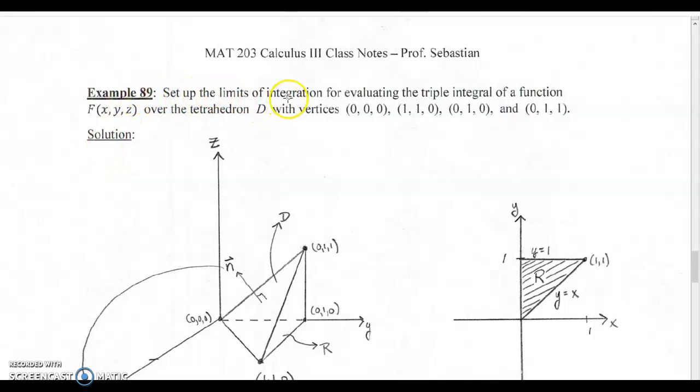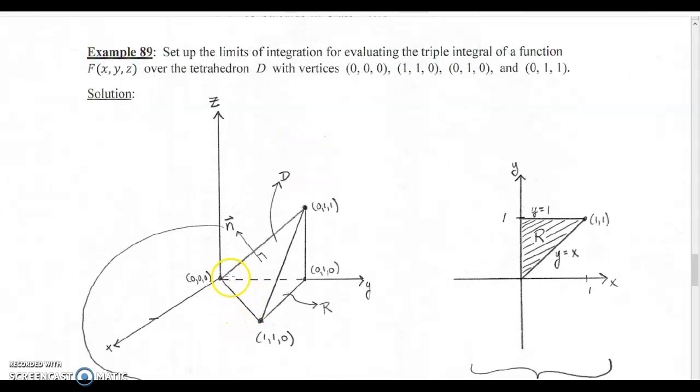So we're setting up the limits of integration for evaluating the triple integral of a function f of x, y, z over the tetrahedron D, which has vertices 0, 0, 0. So I'm drawing the picture at the same time. Vertices 0, 0, 0, 1, 1, 0, and 0, 1, 0. Those are all in the xy plane, and then the other vertex at 0, 1, 1. So when I connect the vertices, I can see this prism looking thing.